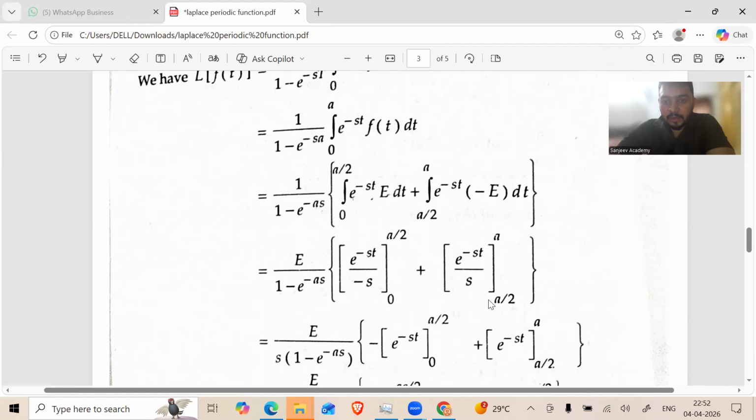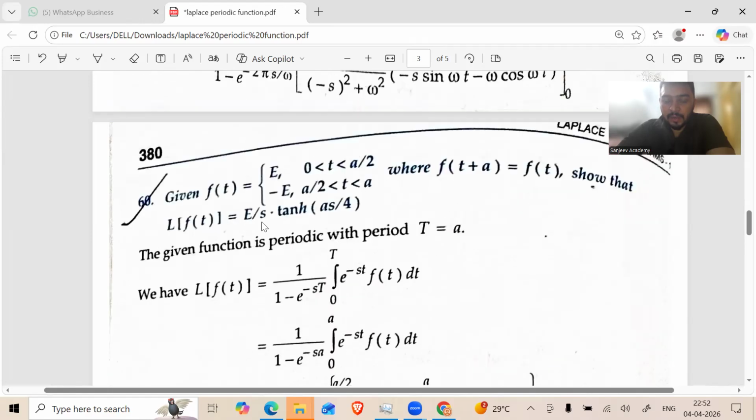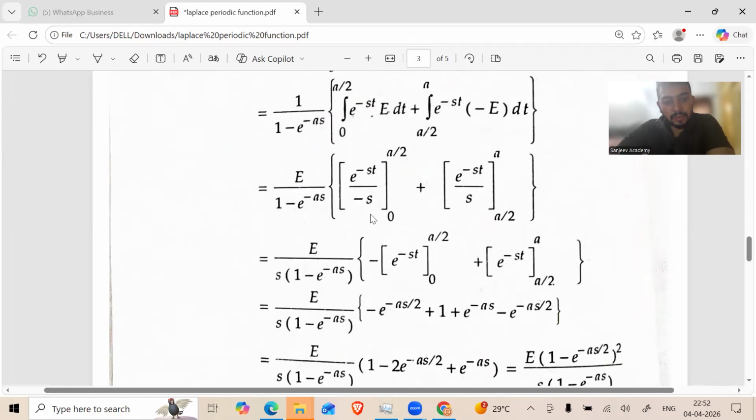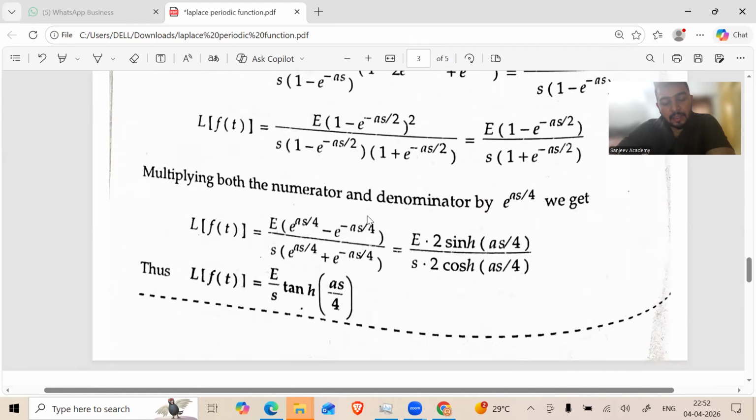I'm not telling you to integrate or anything. See the final answer. What is it? E by s tanh as by 4. Come back and write E by s tanh as by 4. E by s, let it be as it is. Instead of tanh, write sinh as by 4 over cosh as by 4.